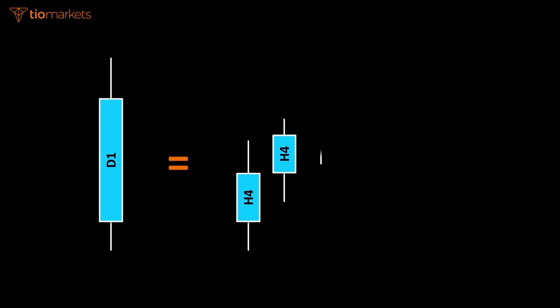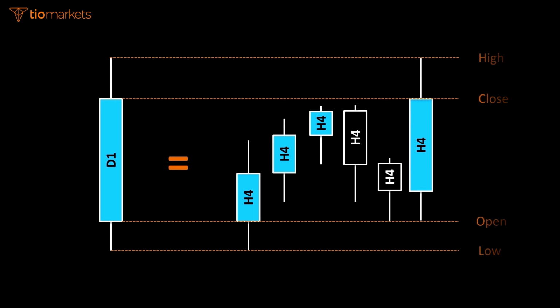There are 6 4-hour candlesticks in a trading day. If we take the opening price of the first 4-hour interval, the lowest price reached from any of the 6 4-hourly candlesticks, the highest price reached from any of the 6 4-hourly candlesticks, and the close price from the last one, they can be combined to equal this one daily candlestick.